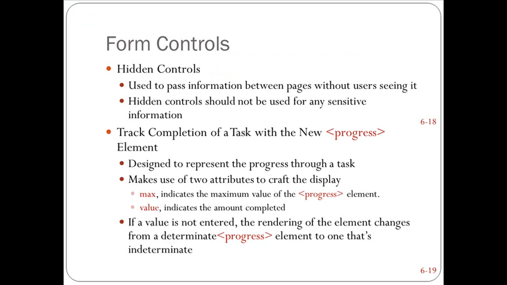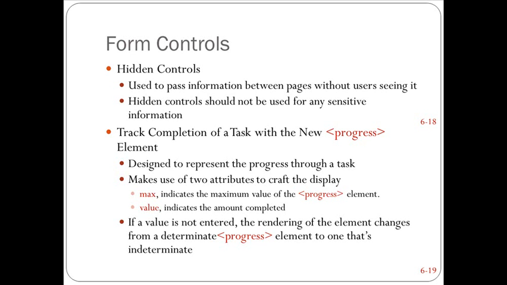So in addition to the new input types that we've looked at so far, the new HTML5 specification added several completely new form elements as well. We'll take a look at a couple of these, and the first one would be the progress element. With this, you can track completion of a task and let the user know how far along they are in it. It's designed to represent the progress through a task. It makes use of two attributes to craft a display: the max, which indicates the maximum value of the progress element, and a value, which is the amount that's been completed.